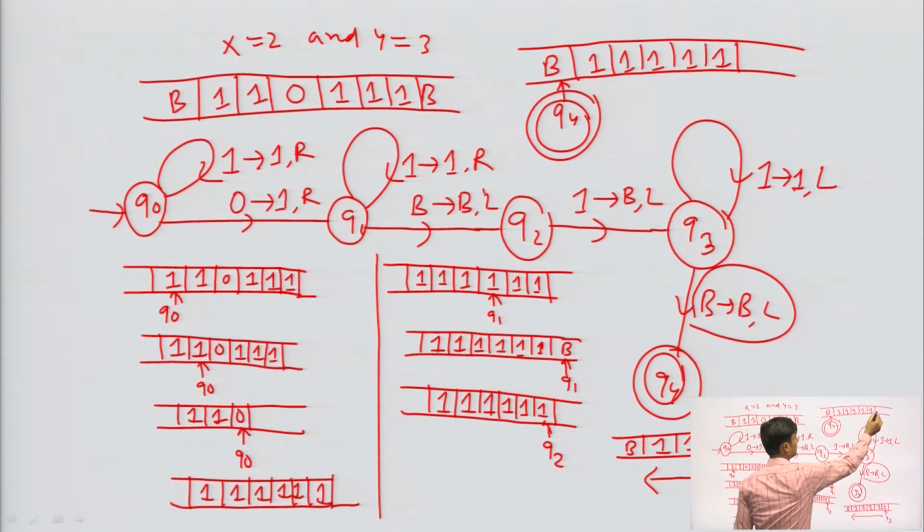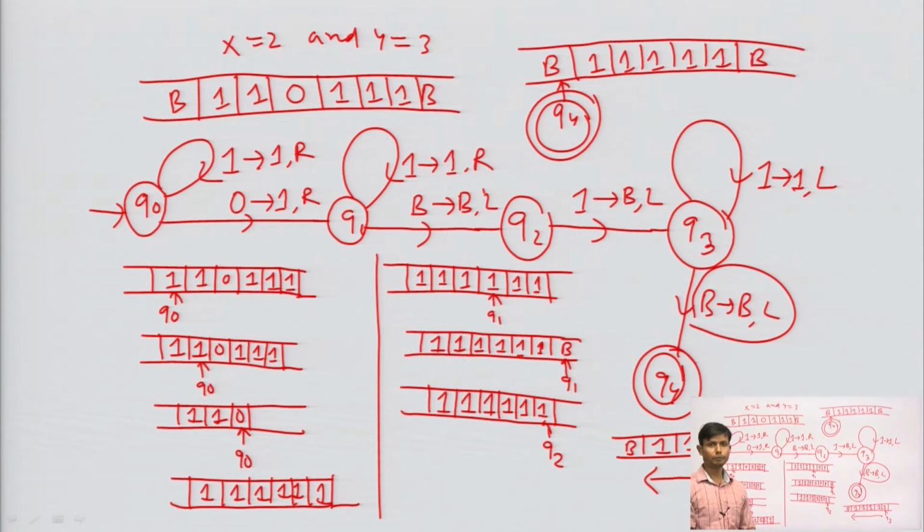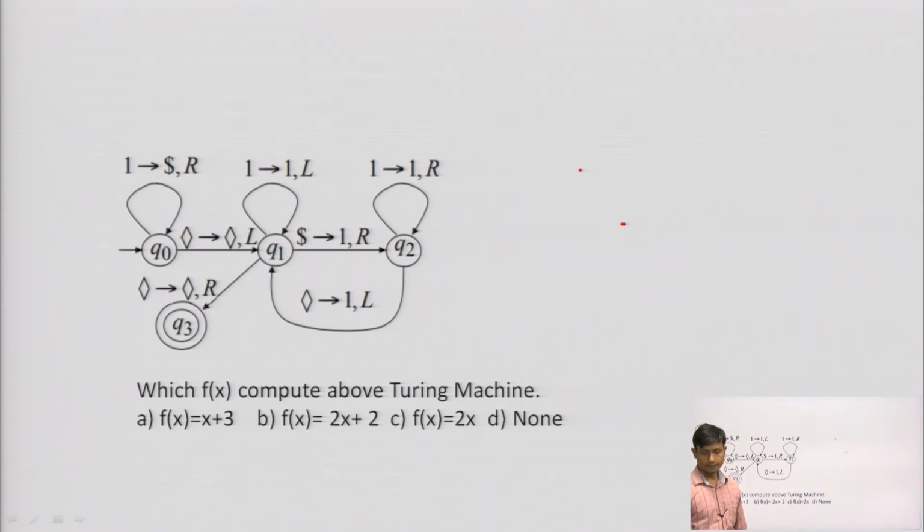So in this way you can do multiplication, subtraction, division, all the computing functions can be done by these Turing machines. See this one, this is an example. This question came in the NET exam, a very difficult question. You can see what function will be computed by this Turing machine. We will take an example here.